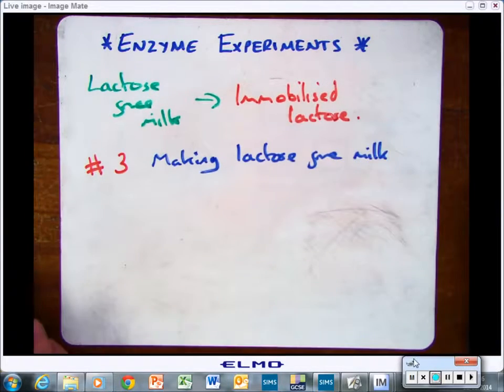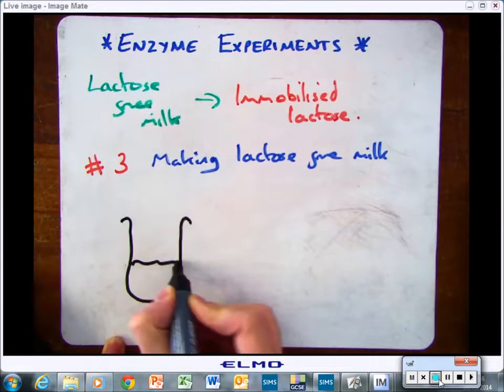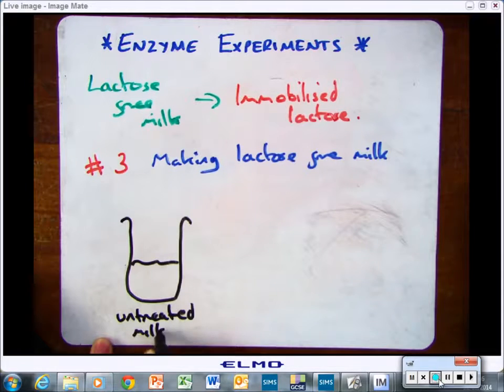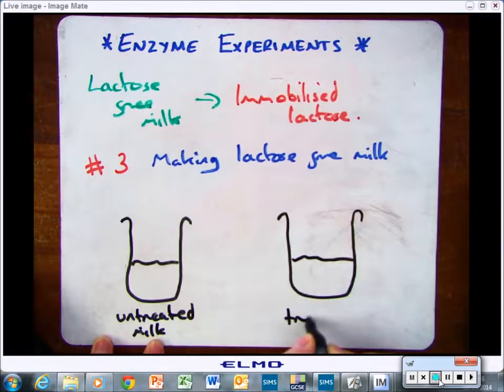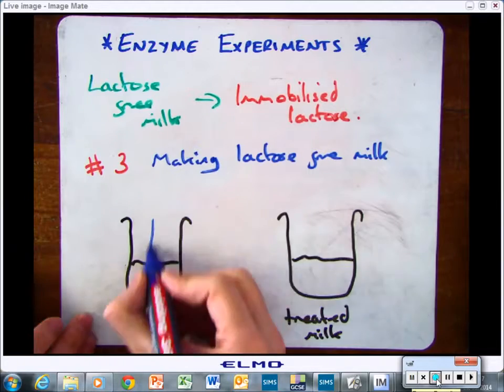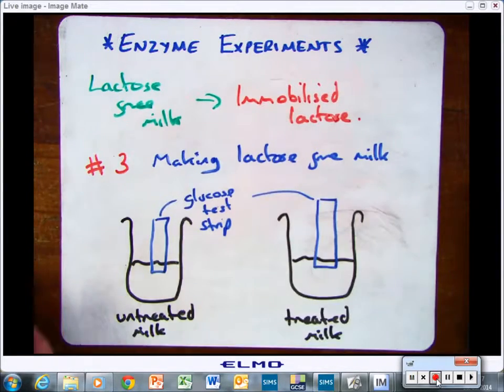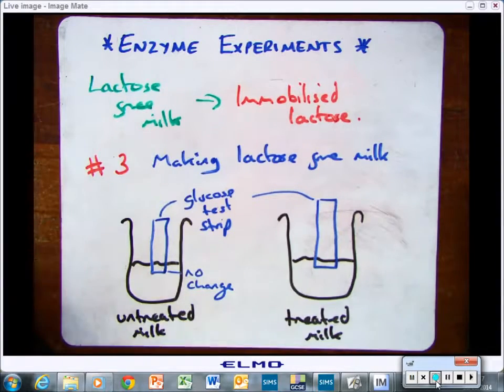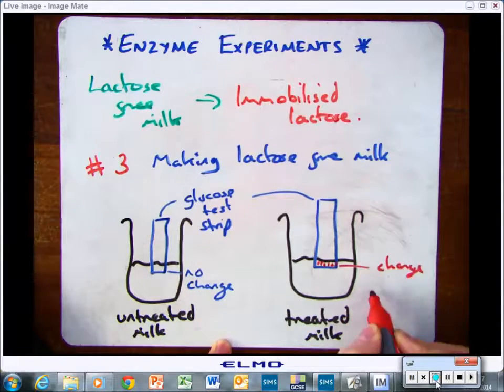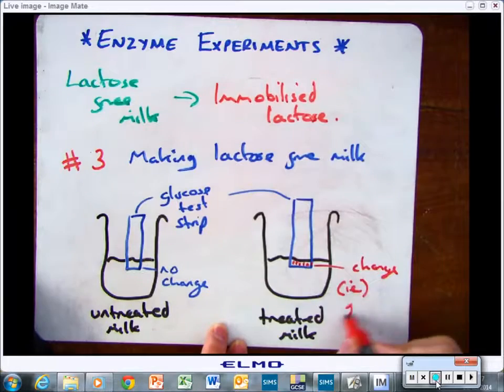You can test to make sure the milk has been made lactose-free by using a glucose test strip. Start off by getting some of the untreated milk, which should have lactose in, and the treated milk that shouldn't, and place a glucose test strip into both of them. Because the lactase should have broken down the lactose into glucose, you should find that the treated milk will have changed colour, and the untreated milk will stay the same.